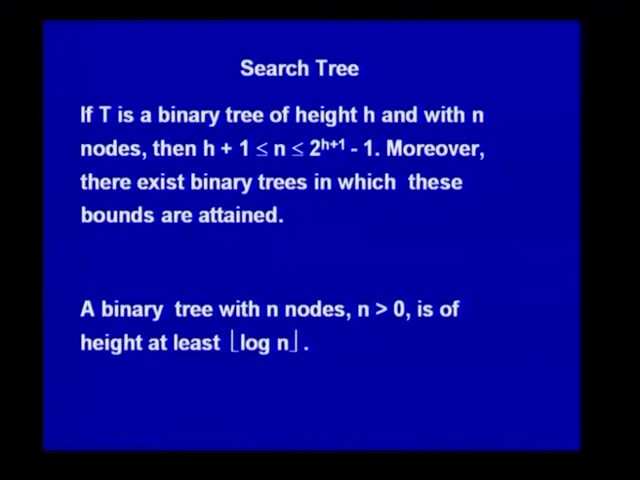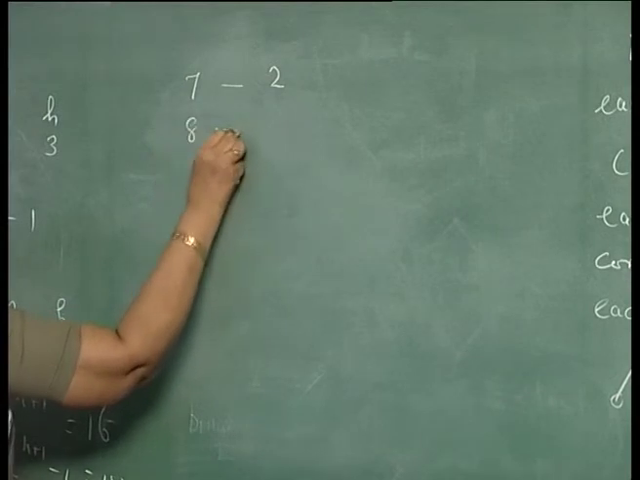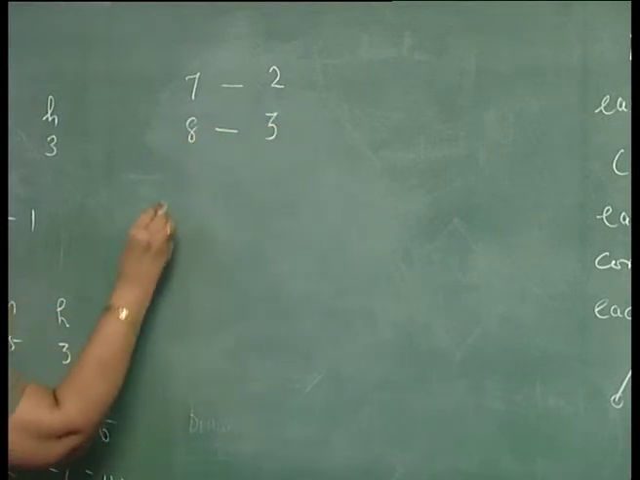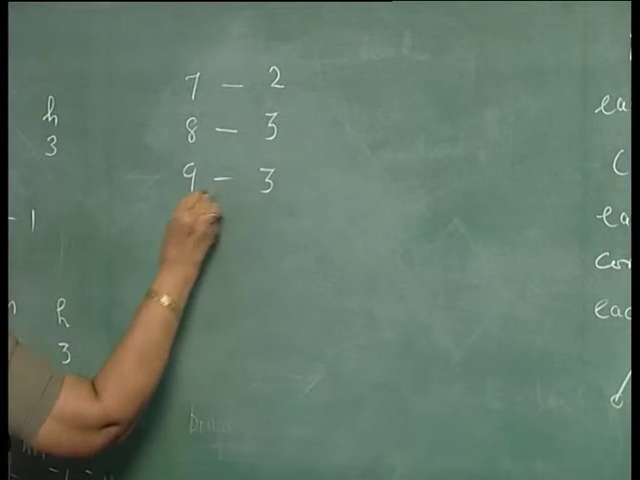So, we have this result, and the next one is a binary tree with n nodes. The height is at least log n, that you can very easily see. If say for 7 nodes you can have a height 2 tree. For 8 nodes the minimum will be 3. For 9 nodes the minimum has to be 3.